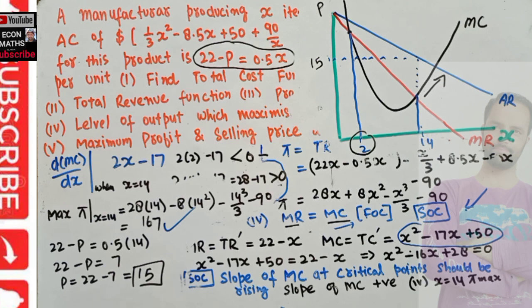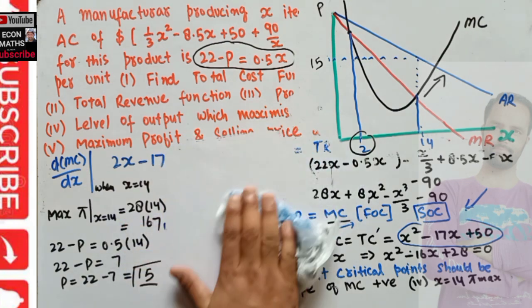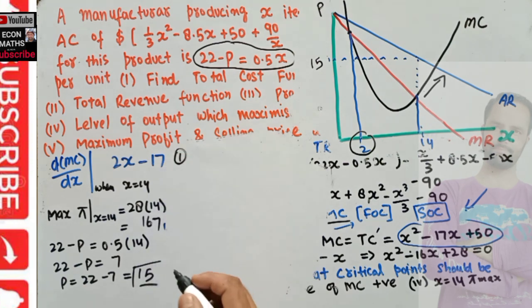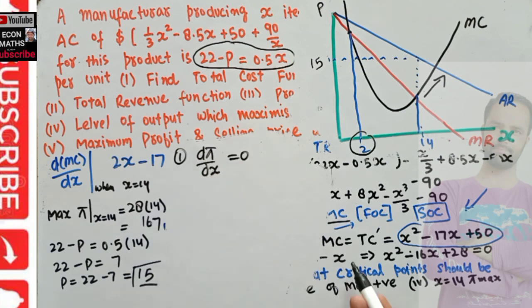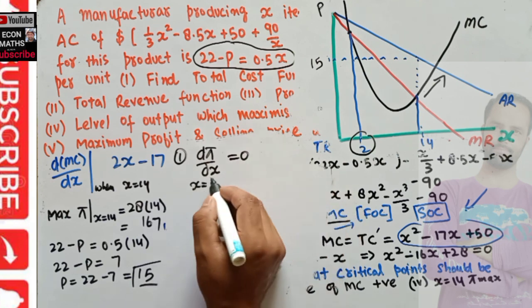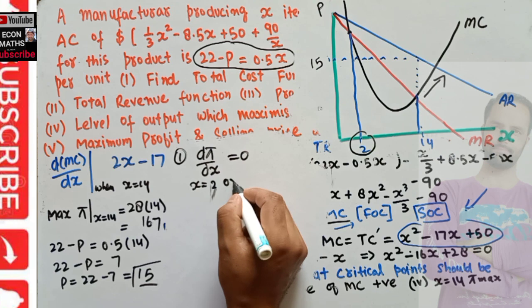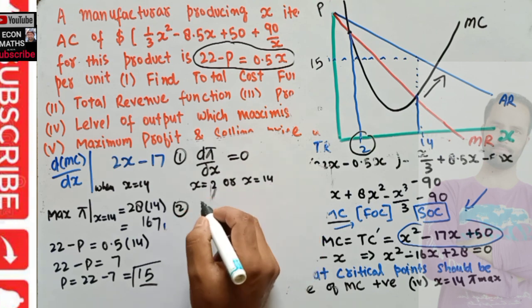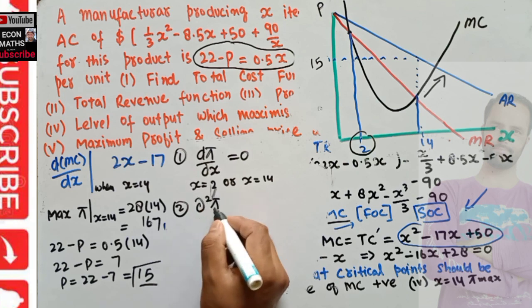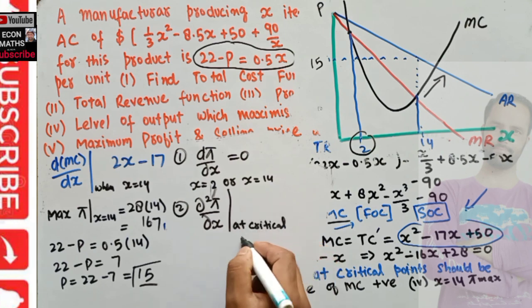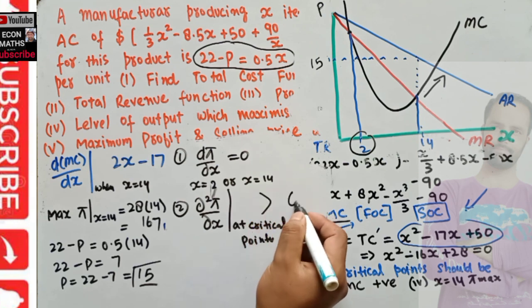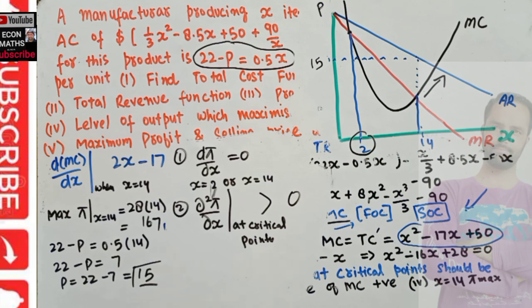This was one way you can solve it. Another way is you can just use the profit function. The two conditions will be there. The first order condition requires that the derivative of the profit function with respect to output should be equal to 0. Same condition, you will get x is equal to 2 or x is equal to 14. Then the second order condition for profit maximization requires the second derivative of the profit function with respect to x at critical points should be positive.